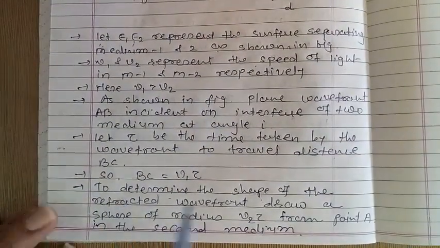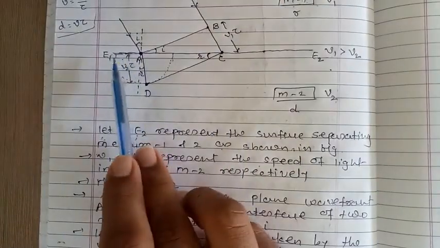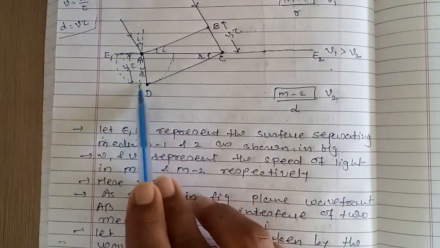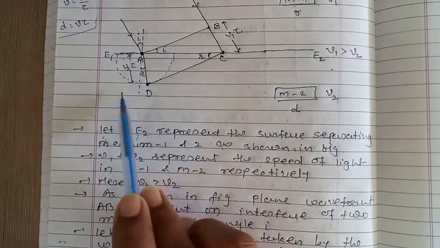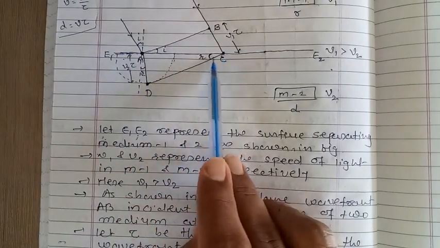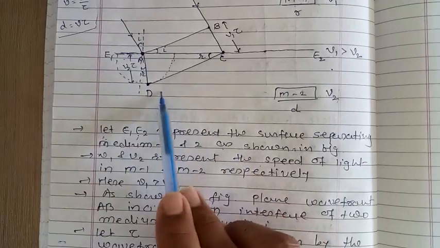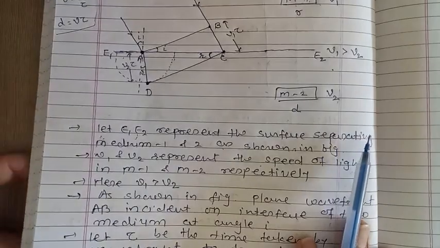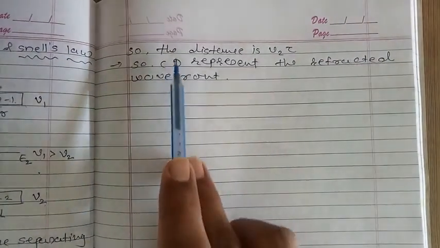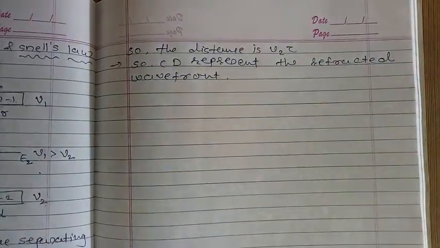So here in medium 1 the velocity is V1, so the distance BC is equal to V1 into tau, right? Now, to determine the shape of the refracted wavefront, we draw a sphere of radius V2 tau from point A into medium 2, right? So this is the sphere of radius V2 tau. Now we draw a tangent from point C to the sphere. Now as we connect this point, CD is the refracted wavefront, right? The distance is V2 tau, and so CD represents the refracted wavefront.